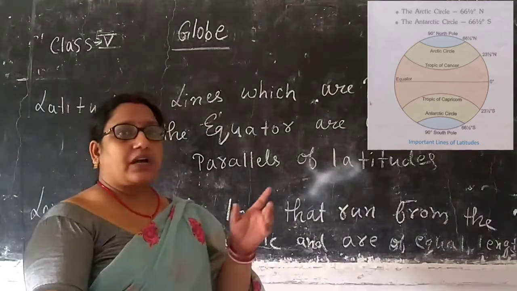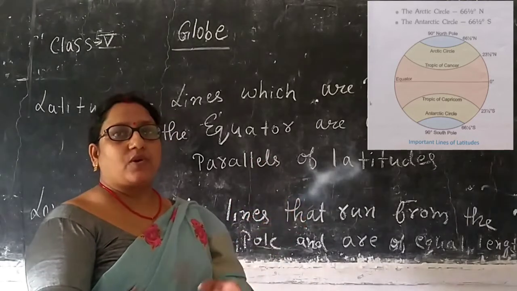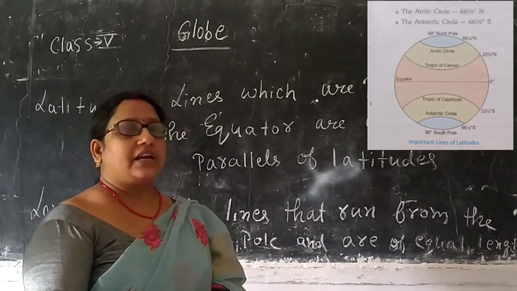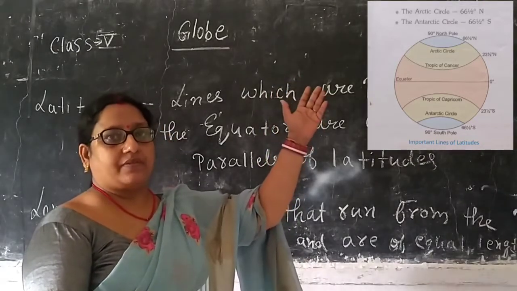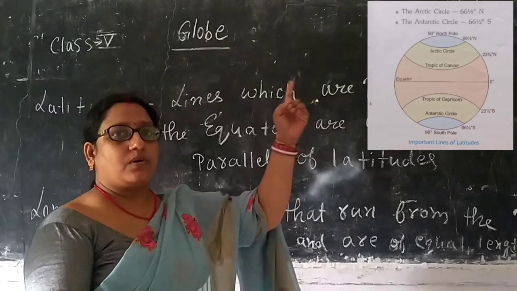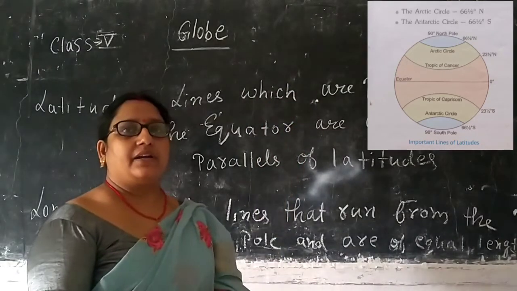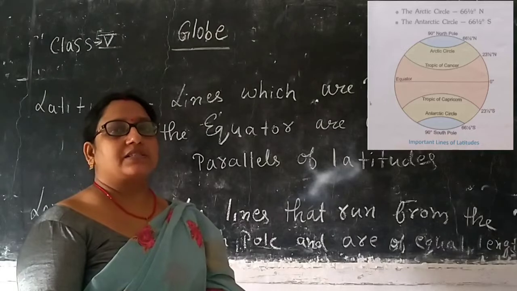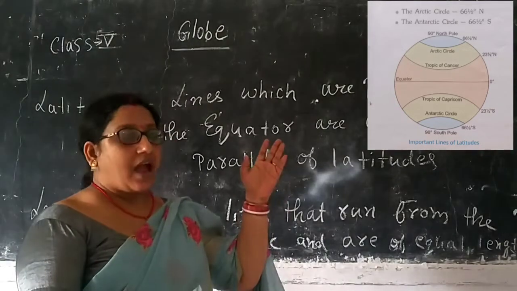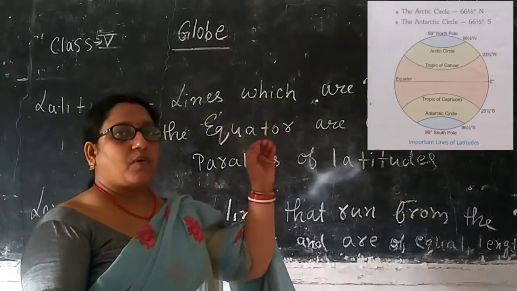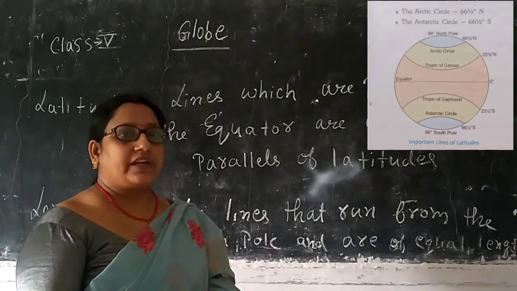We were talking about the poles, and the middle line you see on the globe is the equator, which divides the earth into two equal halves. The upper is the north pole, the lower is the south pole, and the middle line is called the equator, which is known as the biggest line of latitude, which is 0 degree. And there are some more important lines of latitude which are parallel to the equator.